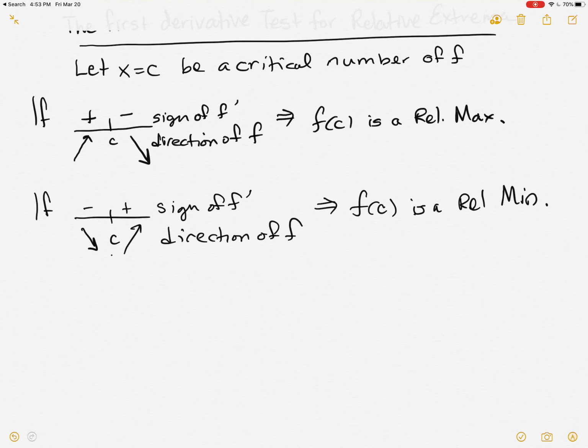It's possible that the sign doesn't change around a critical number, in which case it's not a max or a min. Maybe the graph just kind of briefly flattens out, but it doesn't turn around, like you'd see in the graph of y is equal to x cubed around the origin. Let's look at a quick example of what we'll be doing here.